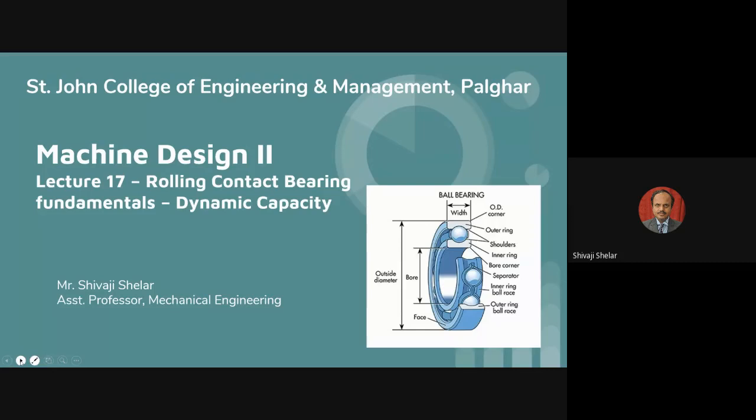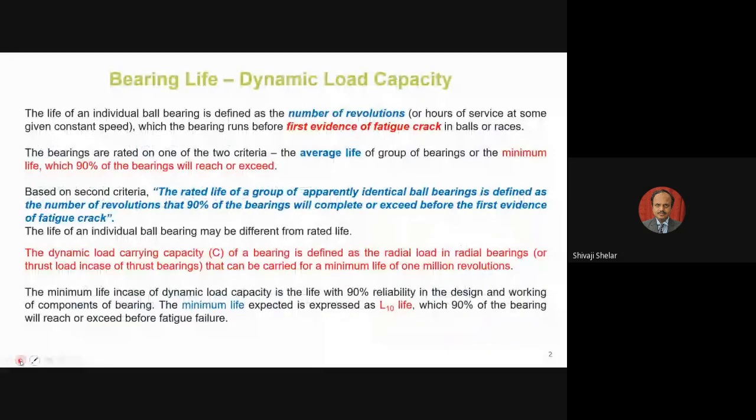Whenever we go for the design of any component, design is associated with the life of the component. Any design is associated with the bearing life. So we are now going to talk about bearing life, and the associated term with the bearing life is the dynamic load capacity. Let's learn about what is meant by life.